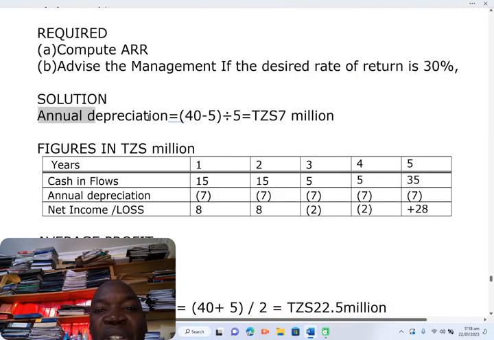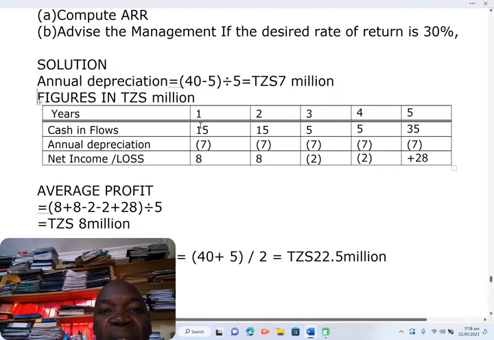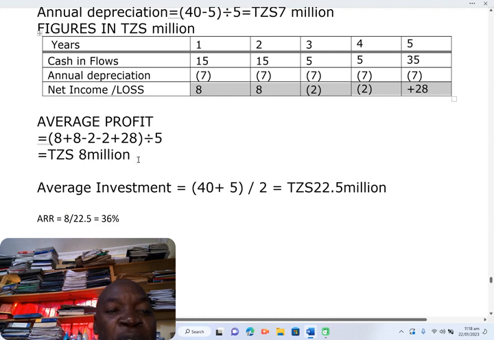Step 1, compute the annual depreciation, which is 7 million. And the cash inflow is 15 in year 1 and 2, 5 in year 3 and 4, and 35 in year 5. Annual depreciation is 7 each year, and the net income or loss is 8 in year 1 and 2, a loss of 2 in year 3 and 4, and a net income of 28 million in year 5. The average profit is 18 million as per this computation.